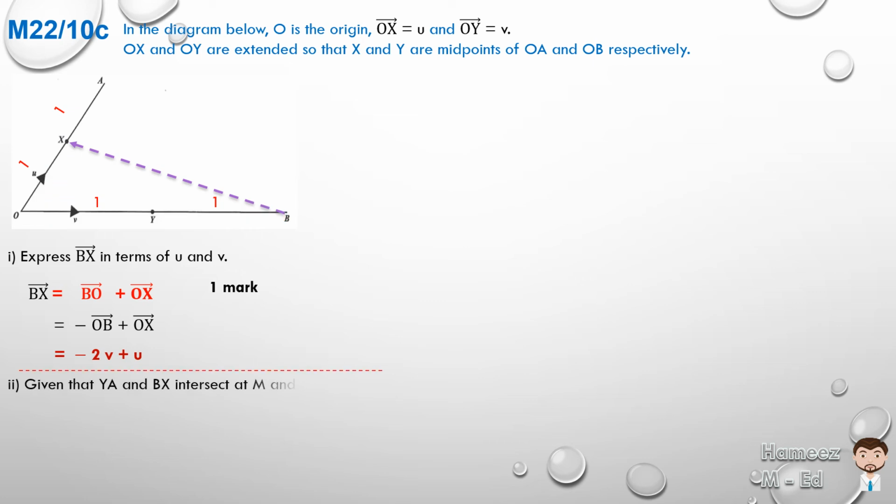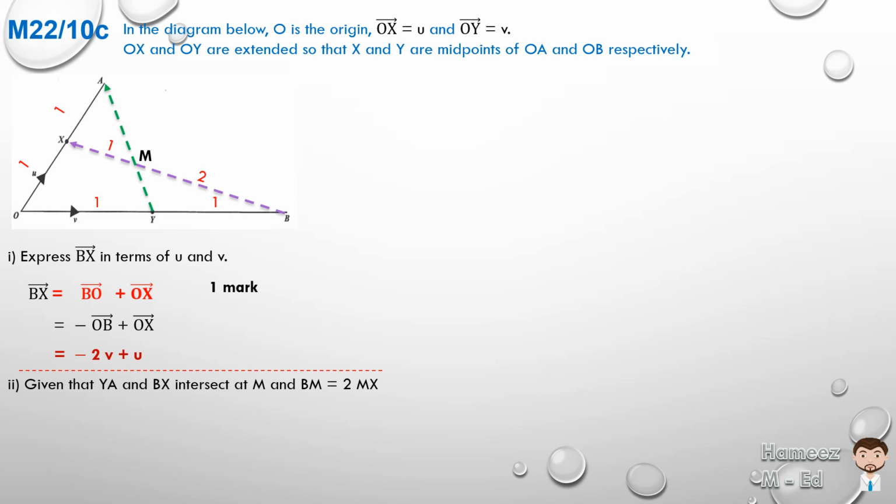Part 2. Given that YA and BX intersect at M, let's bring that up. We already have the line which is purple, the BX line, and let's draw a line in green from Y to A, and we show the point of intersection there as M, and BM is equal to 2MX. So what does that mean? It means the length from B to M is twice as long as the length from M to X. So the ratio is like 2 to 1.